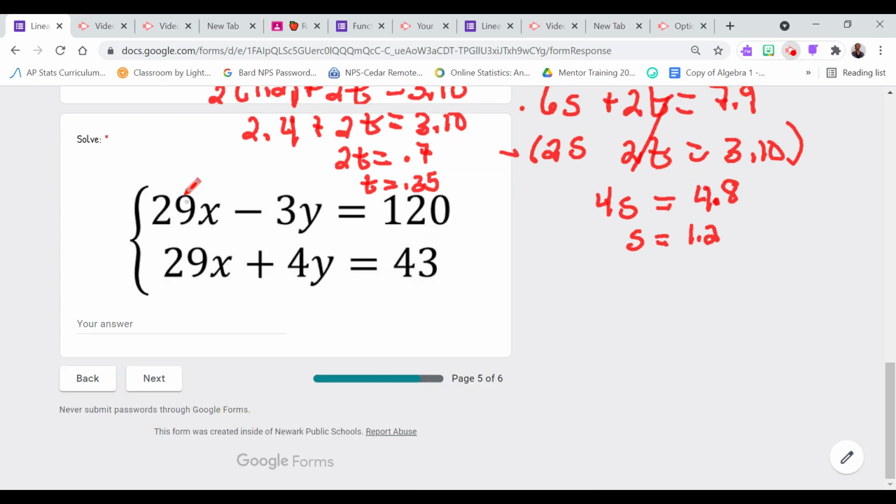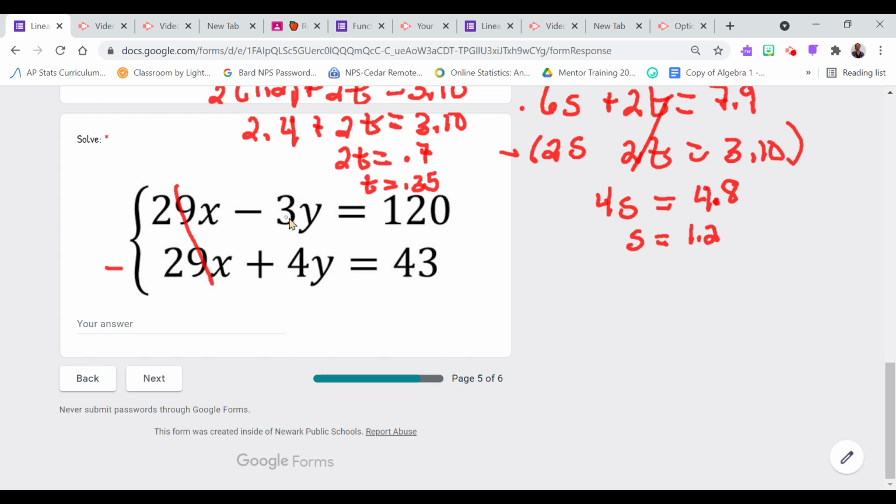Okay, so we can solve this by elimination as well. I see that we have them in the same format. So if we were to subtract them, for example, I can see we can very easily get rid of this x term, right? If we subtract these two. So let's see what happens. So if I subtract the bottom from the top, what I'm going to get is these two will cancel out.